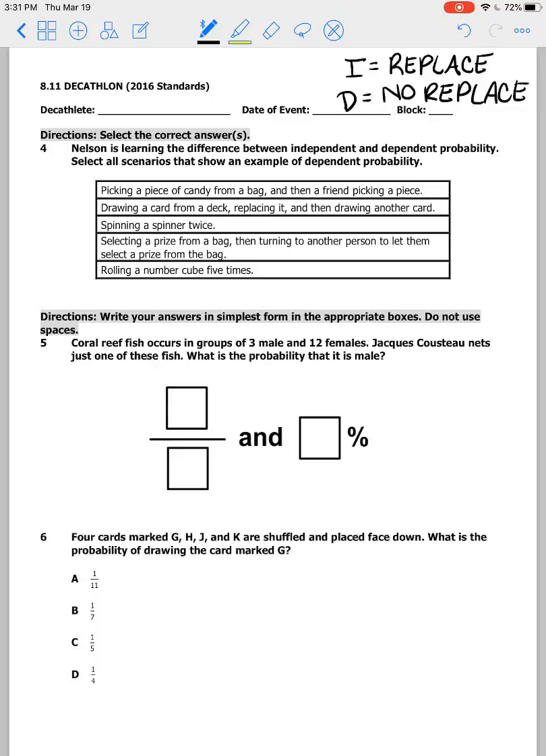So if we look at number 1, it says picking a piece of candy from a bag and then a friend picking a piece. So in this situation, let's say there's 5 pieces of candy in a bag. You take one of them. Ooh, you didn't take 4, you only took 1. You take 1. Now there's less options for your friend to choose from because you took it and you kept it. So this is a dependent situation.